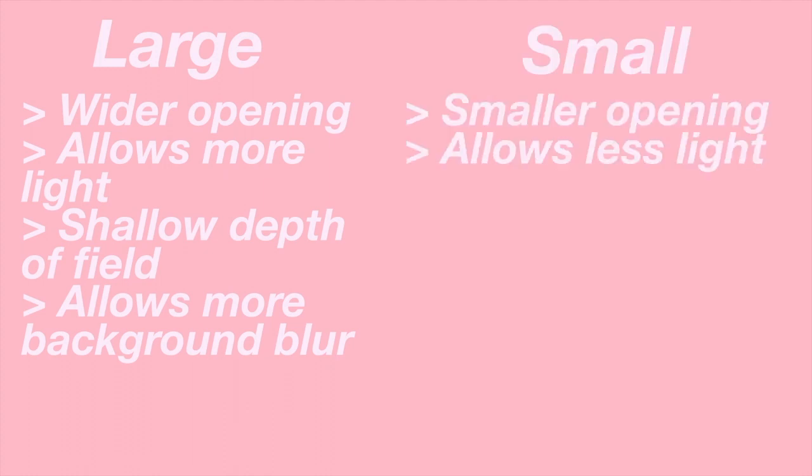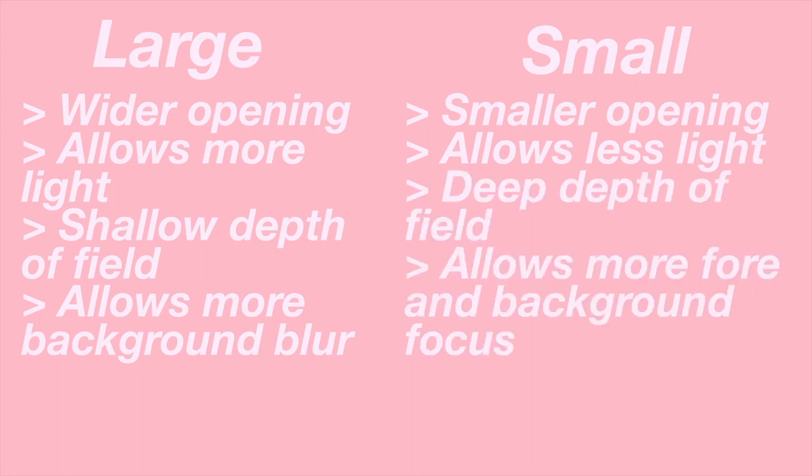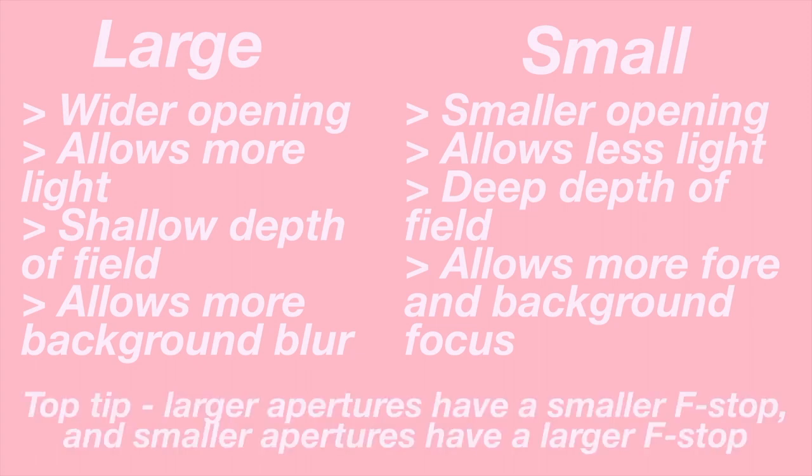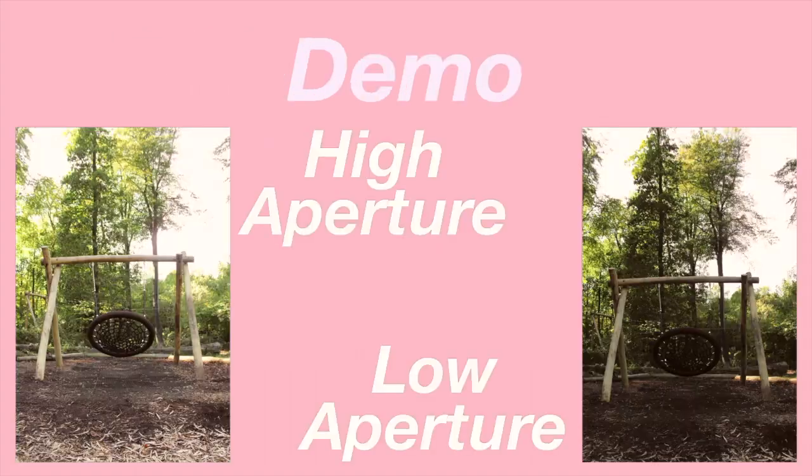A large aperture has a wider opening, allowing more light to pass through and expose your image. These images also have a more shallow depth of field, causing the background to be blurred. A small aperture has a smaller opening, allowing less light to pass through, so making an image darker. These images have a more deep depth of field, causing both the foreground and the background to be sharpened. Always remember that large apertures have small f-stops, whereas small apertures have large f-stops.